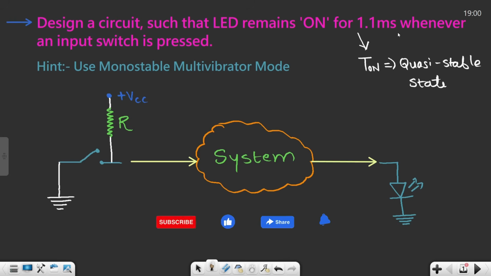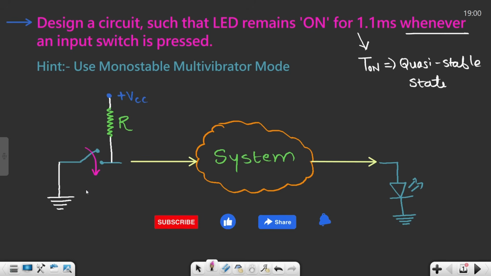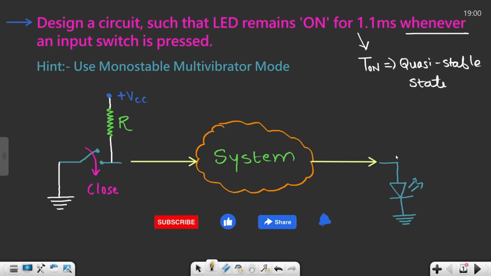And it should remain on only if the input switch is pressed, and the hint is obviously to use a monostable multivibrator mode. So you see this is my switch. Whenever I close this particular switch, that means I'm pressing it, from the moment I press the switch, this LED should remain on. For how many milliseconds? For around 1.1 millisecond. So this is how we have to design a circuit.